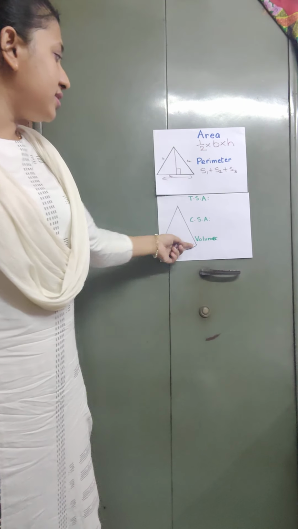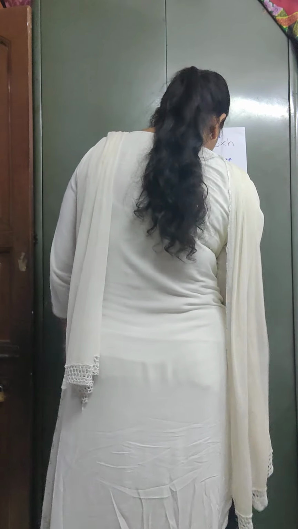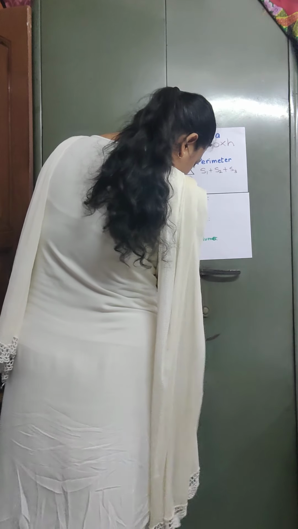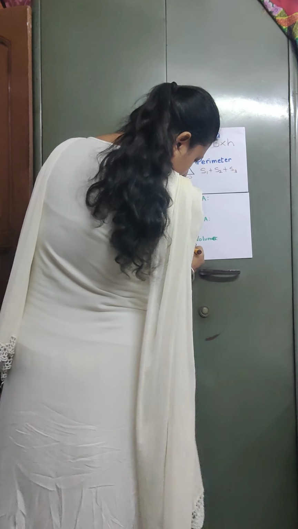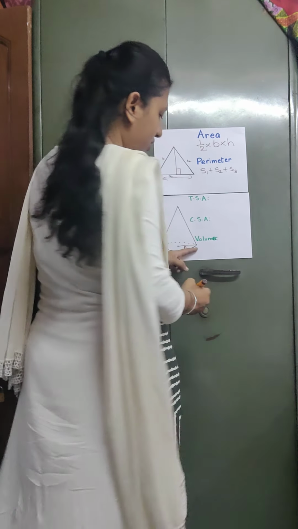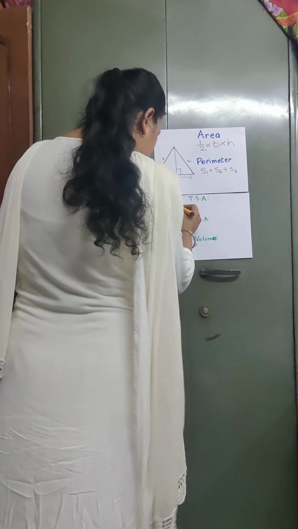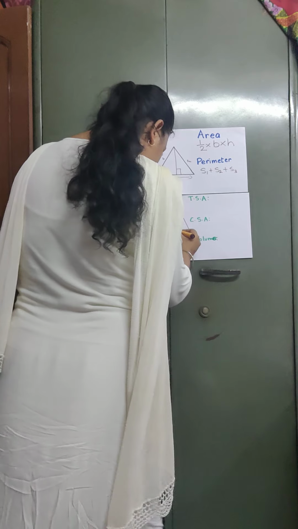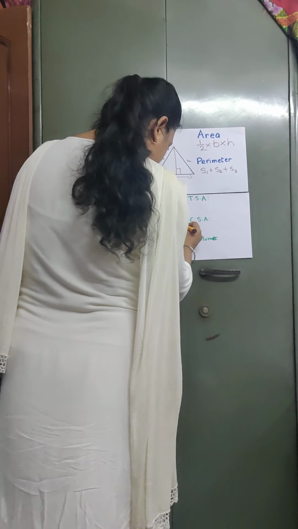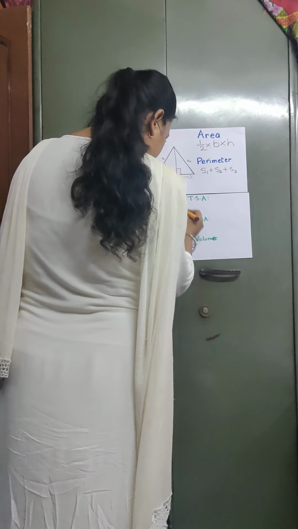Now what is the total surface area of a cone? First we have to take out the radius, because over here it is a circle. And then we have to take out the height, and here it will be a line.